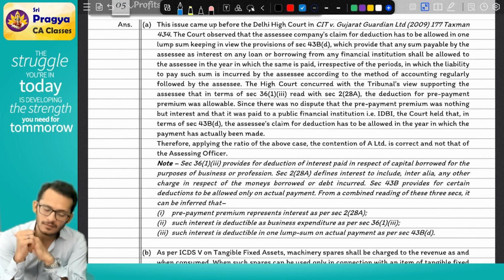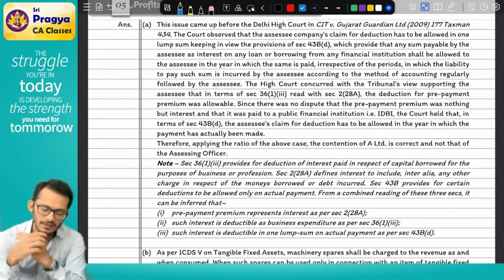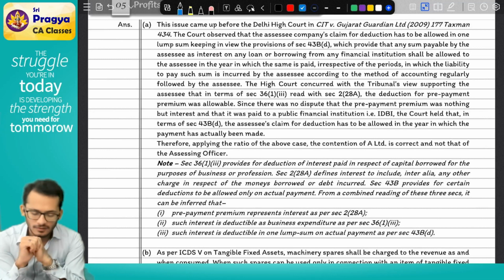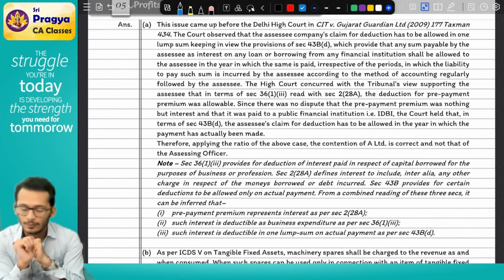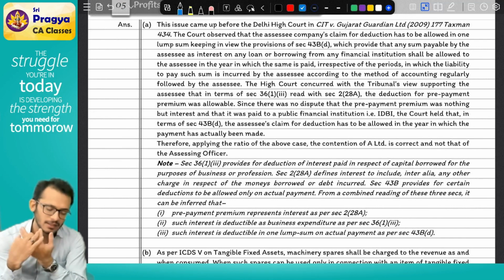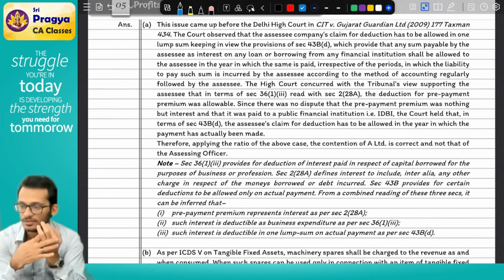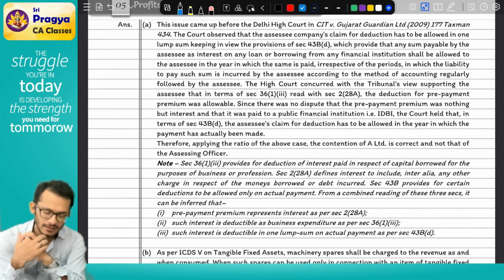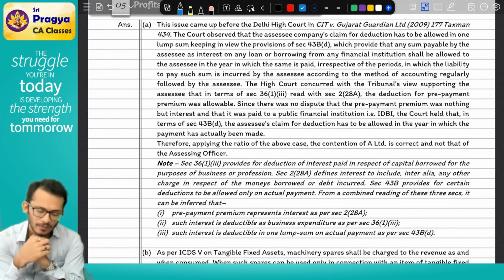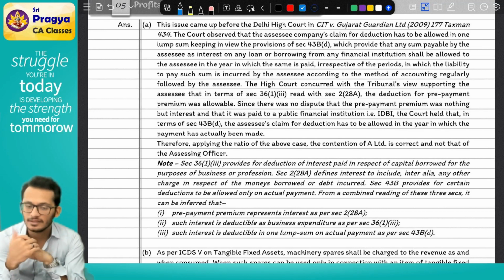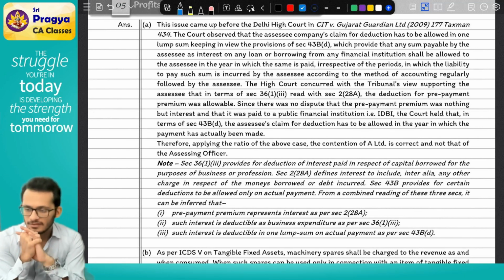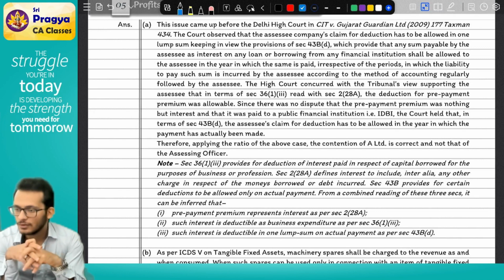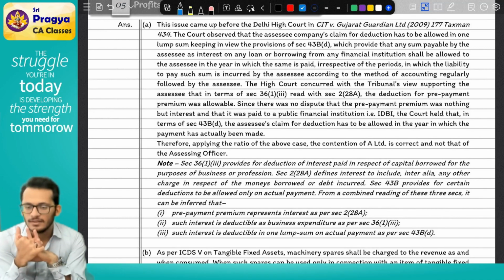The High Court concurred with the tribunal's view supporting the assessee in terms of 36(1)(iii) read with section 2 clause 28A. The deduction for prepayment premium was allowable. Since there was no dispute that the prepayment premium was nothing but interest and that it was to be paid to public financial institutions, which is IDBI, the court held that in terms of 43B clause D, the assessee's claim for deduction has to be allowed in the year in which the whole payment is actually made. Therefore, applying the ratio of the case, the contention of A Limited is correct and that of the assessing officer is not.